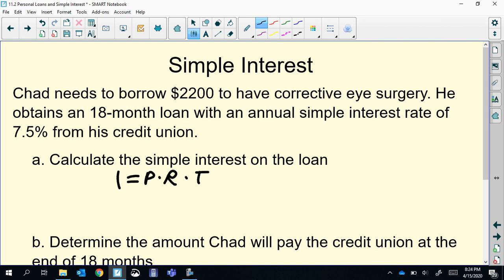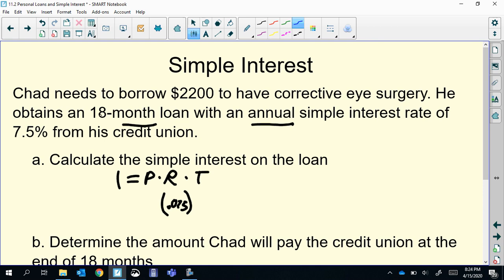So when you're looking at this, you need to look at the time measurement used for the interest rate. When it talks about it, it says an annual simple interest rate. So that means per year. So our rate is 7.5%, which would be 0.075. Our time is 18 months, but we need those to match, and the rate is measured in years.